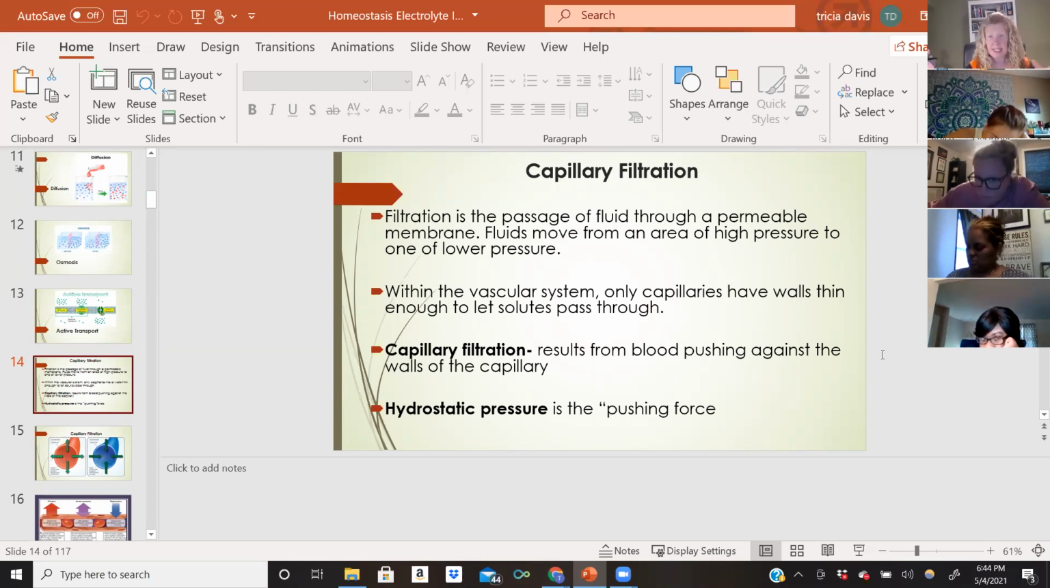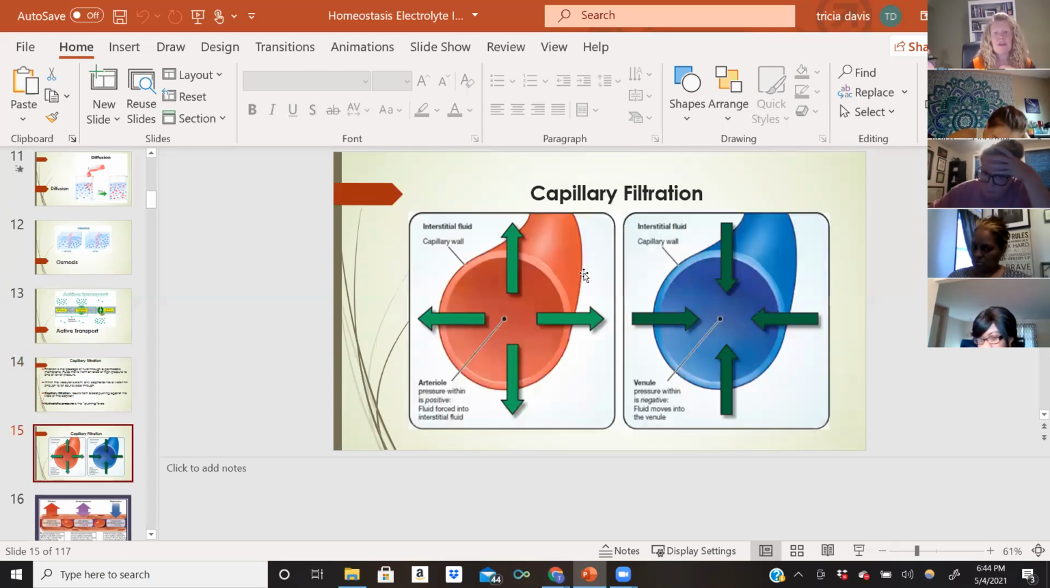That push that occurs up against the walls of the capillary is what we call hydrostatic pressure. Hydrostatic pressure is just that pushing force, pushing that blood up against the walls of the capillary to make that capillary filtration happen. So if we look here, this is our capillary, okay? On the outside, this is our interstitial fluid around the capillary wall. The pressure within our artery is going to be positive.